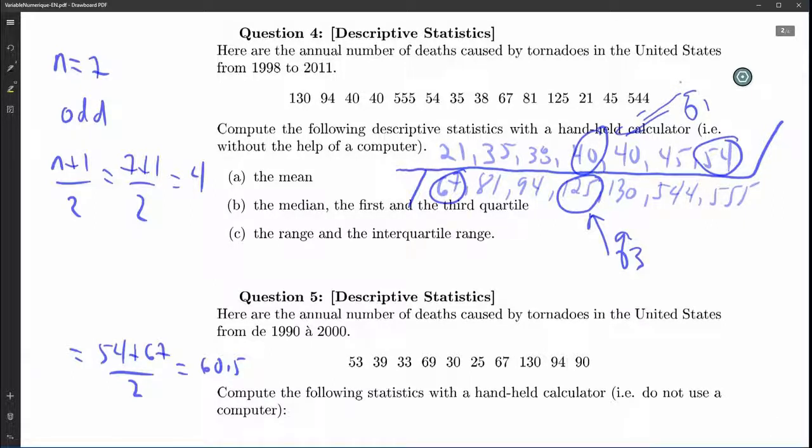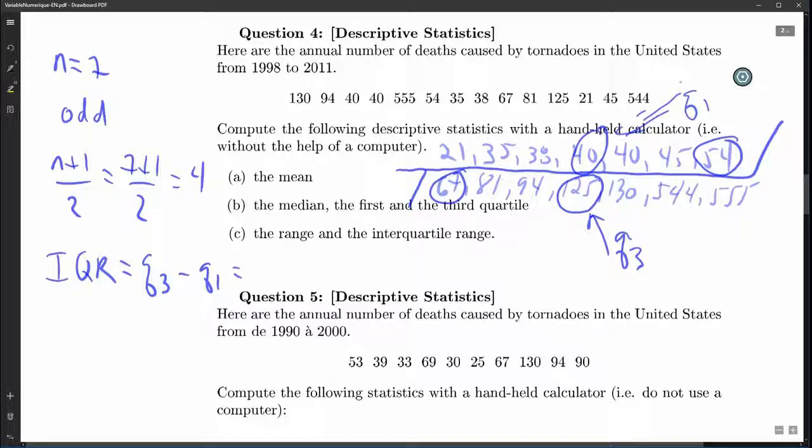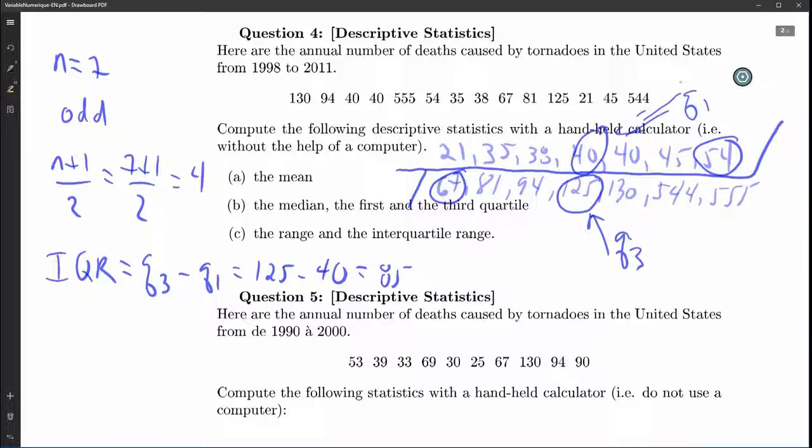Then when we want to compute the interquartile range, which is simply a range where half of our values fall, it's going to be the difference between the quartiles. I take the third quartile minus the first, so we have 125 minus 40, and this gives us 85. So the interquartile range is 85. Half of our values fall in a range of 85 units.